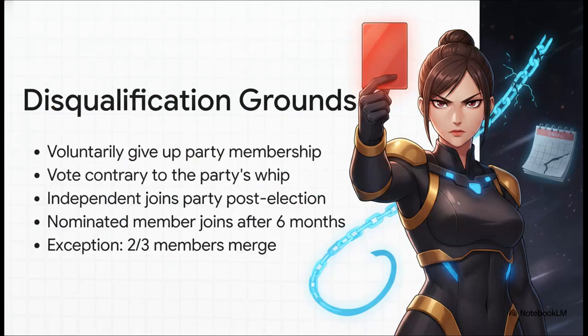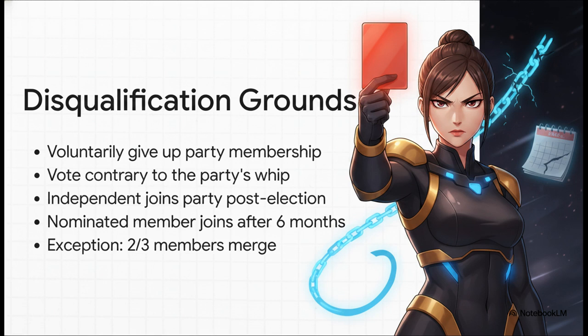Okay, so what are the actual rules of the game here? Essentially, a politician loses their seat if they voluntarily give up their party membership, or if they vote, or even just abstain from voting, against their party's official directive, which is called a whip. The law also kicks out independent members who join a party after winning an election, and nominated members who join a party after their first 6 months.